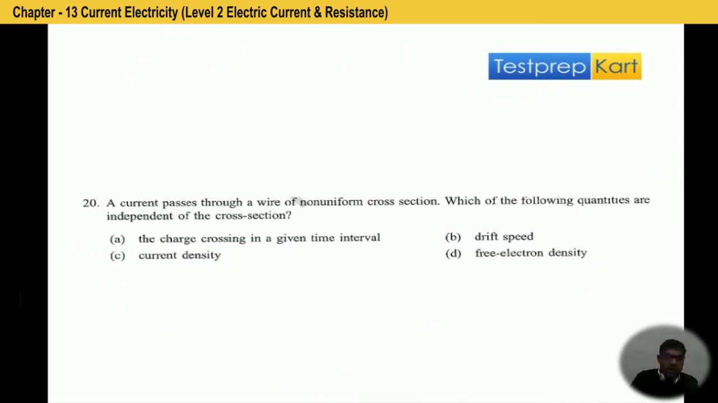A current passes through a wire of non-uniform cross-section. Which of the following quantities are independent of cross-section?